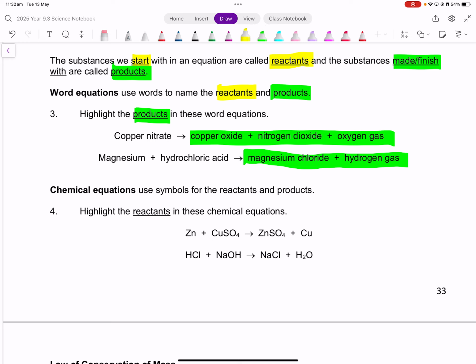So what are our reactants in this case? It is all the things on the left-hand side. If we look at our next one, and I'll get you to do this right now before I do it, what are our reactants in hydrochloric acid plus sodium hydroxide produces sodium chloride and water? What do we think? What are the 2 reactants? Hydrochloric acid and sodium hydroxide.